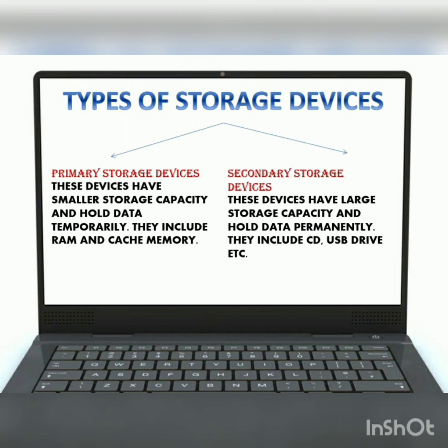You are able to see the types of storage devices, right? One is the primary storage device and the other one is the secondary storage device. Primary storage devices are those storage devices which have smaller storage capacity and hold data temporarily, like RAM and cache memory. They hold data for a shorter period of time. Now, secondary storage devices have large storage capacity and hold data permanently. They include CD, USB drive, etc. USB drive, in the sense we have read a few minutes back, is the pen drive.